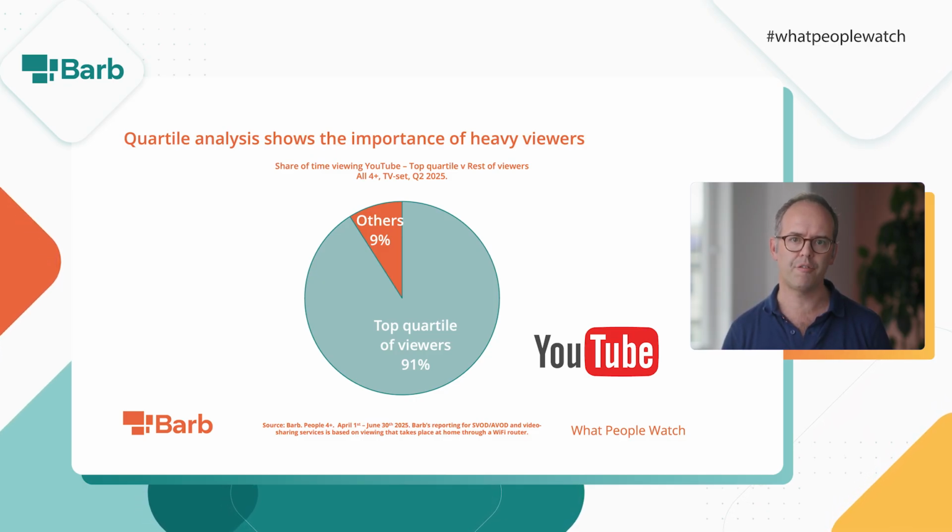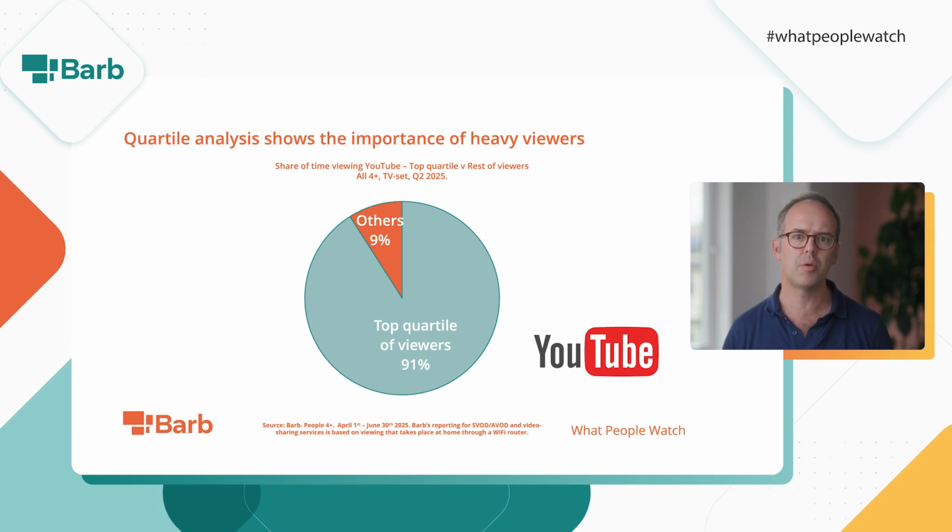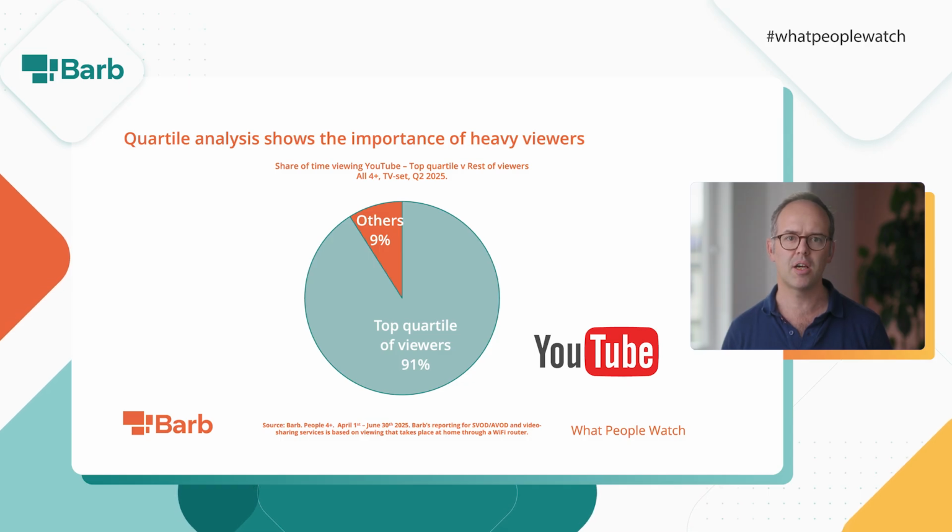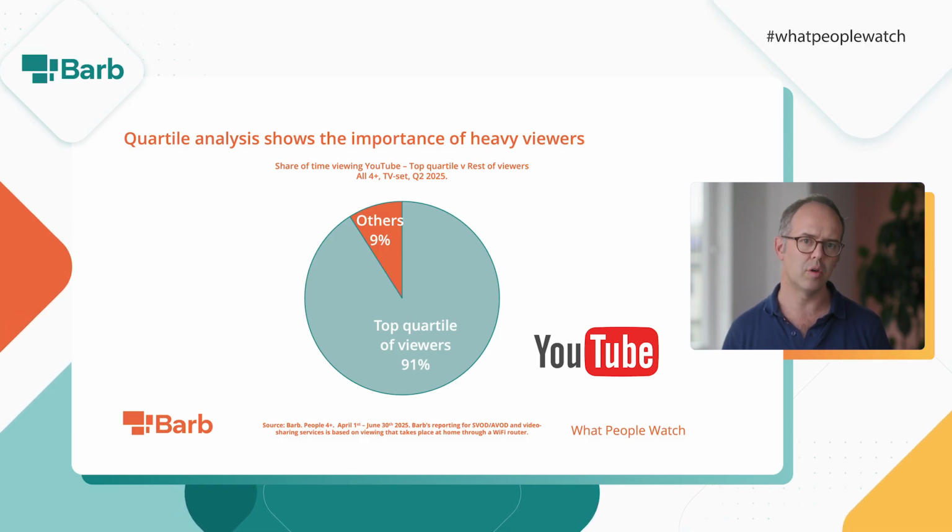However, there is a difference. Whereas 91% of viewing time is from heavy viewers for YouTube on a TV set, that figure is around 78% for commercial TV companies like ITV or Channel 4. So heavy viewers are important to both, but they are more important to YouTube.